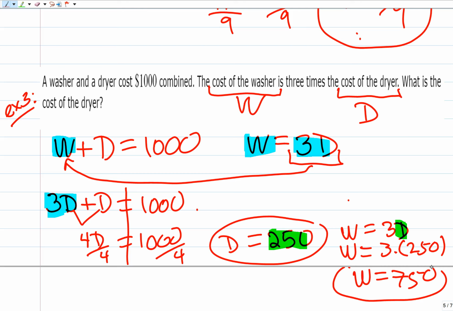Now, technically, all they wanted was the cost of the dryer, so that D was our answer. But we could take that a step further, and I like these, especially these ones, because they're not just throwing out stuff. At the end, the answer should make sense. The one costs 3 times as much as the other one, and if I combine their costs, they're $1,000. Does that make sense? 3 down, 6 to go.